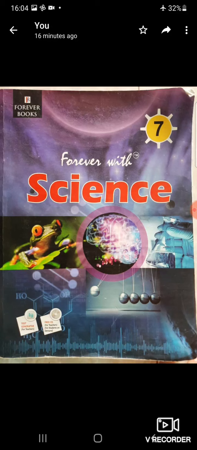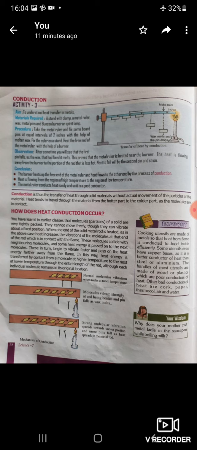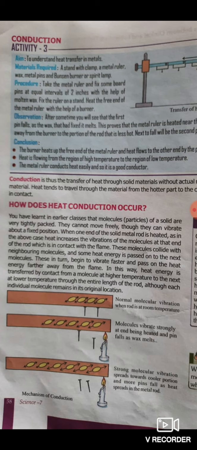Students, let's get started with the same chapter, heat and temperature, but with a new topic, conduction and convection. The chapter name is heat and temperature, page number 58. Open quickly. I will give the reading for the topic. Afterwards I will explain and discuss the topic in my own language.